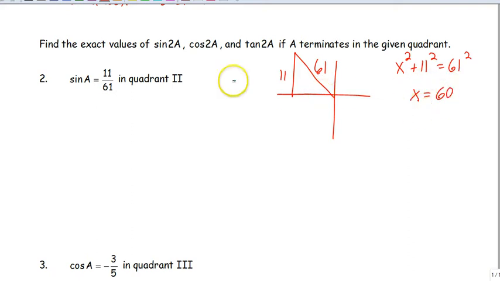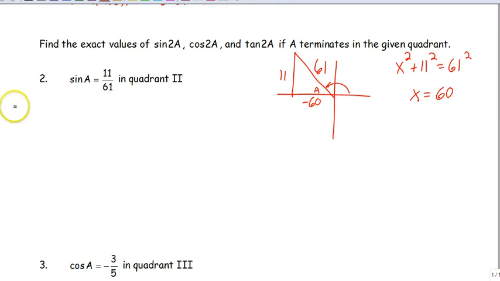However, make sure you know what quadrant you're in. We are in quadrant 2. So, this is negative 60. And here then is a. Well, that's the reference of a, actually. Technically, a is over here. But alright, now we have to just use our formulas to find our answers.